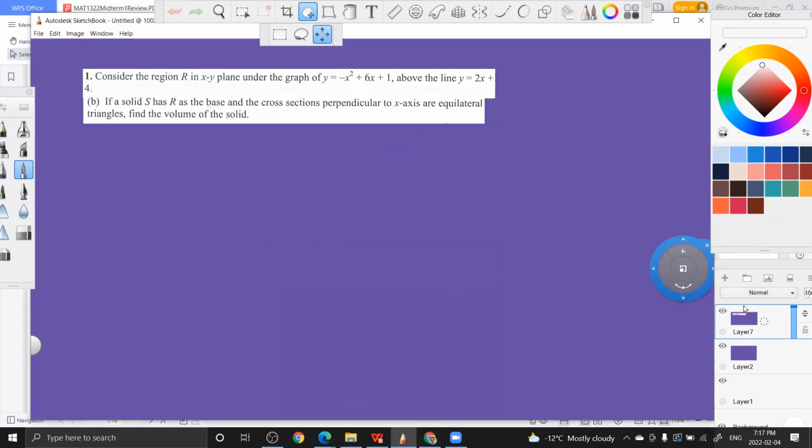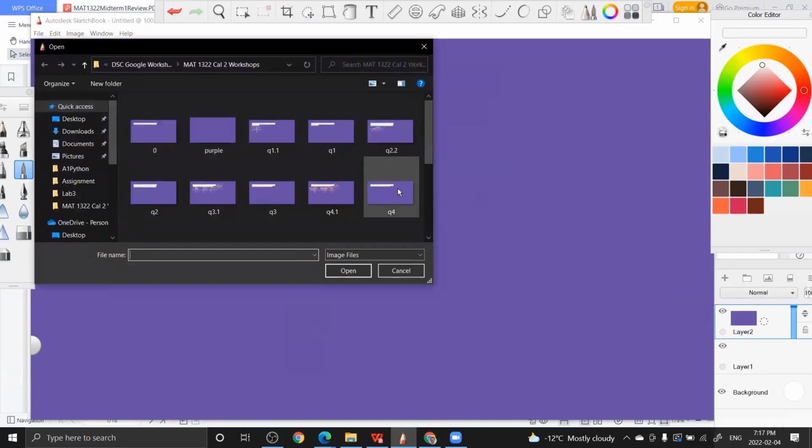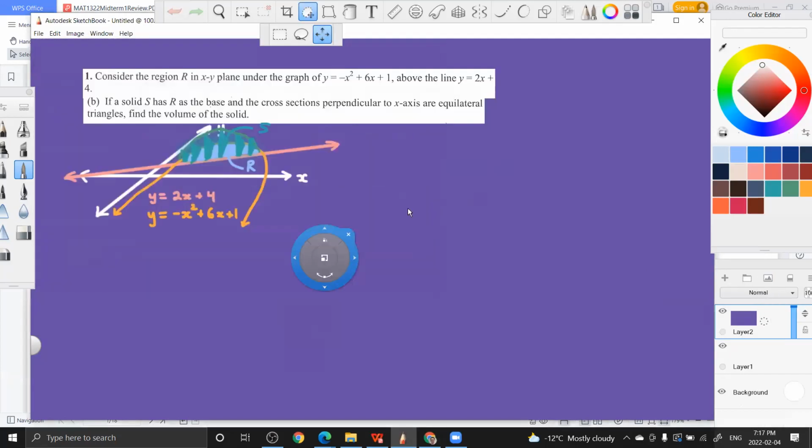Okay, so 4 minutes is over. Let's go over the solution. I remember there's a question in the chat that asks what the x-axis are equilateral triangles means. If we draw the graph, it says to consider the region R in the xy plane under the graph, this one, and above the line here. So the solid S has R as the base, and the cross sections perpendicular to the x-axis are equilateral triangles, and we have to find the volume of the solid.